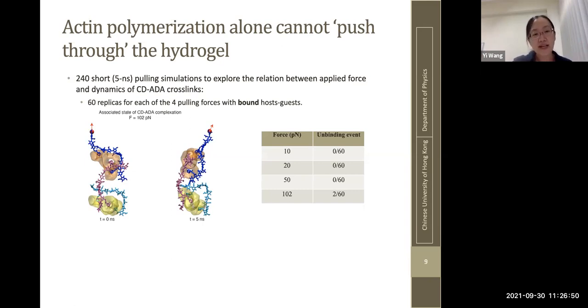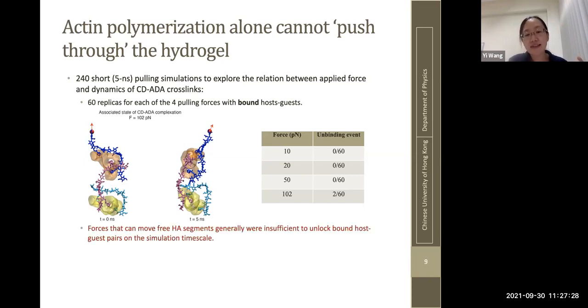Through these calculations, we want to establish at least a qualitative relationship between the applied force and the dynamics of the host-guest systems. As you would probably expect, when we have bound hosts and guests, almost none of these pulling simulations can pull them apart. This is probably expected because you have a very short amount of time, and the force is relatively small, 10, 20, 50, compared with a rupture force of 100 piconewtons. So this is basically our qualitative conclusion number one: forces that can move the free chain segments, which I will show on the next slide, are generally insufficient to unlock the bound host-guests, okay?